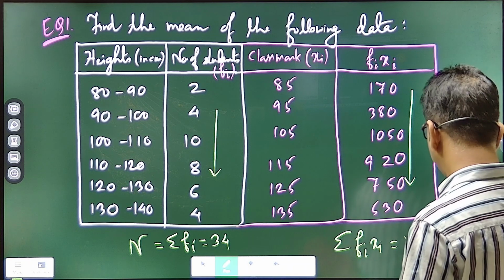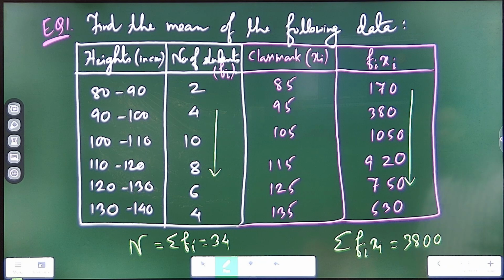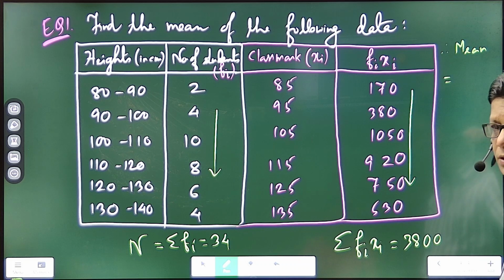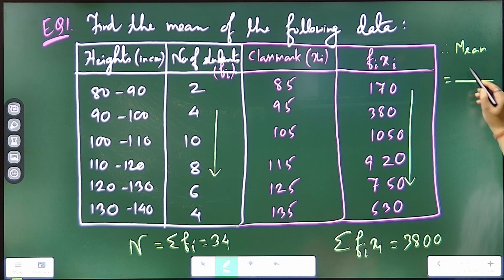So we are at 3000. Okay, done now? So it's done. Therefore, I'm just writing here only. Therefore, mean equal to, correct or not? Is it 3800? Correct. Same. Okay. Now, the mean formula is summation of fi xi divided by summation of fi.